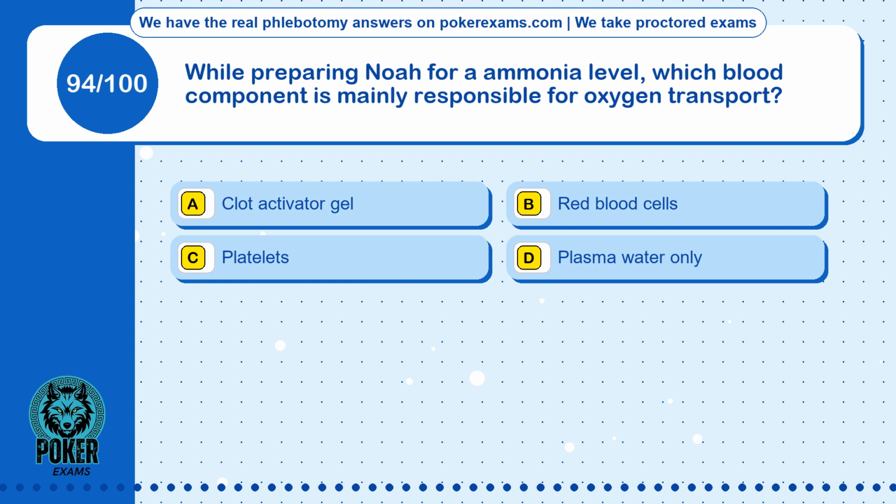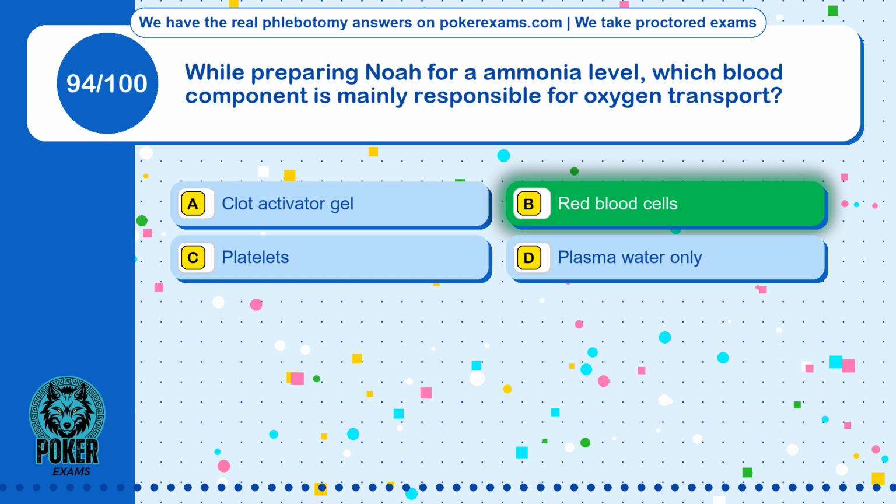Question 94. While preparing for an ammonia level, which blood component is mainly responsible for oxygen transport? Option A, clot activator gel. Option B, red blood cells. Option C, platelets. Option D, plasma water only.